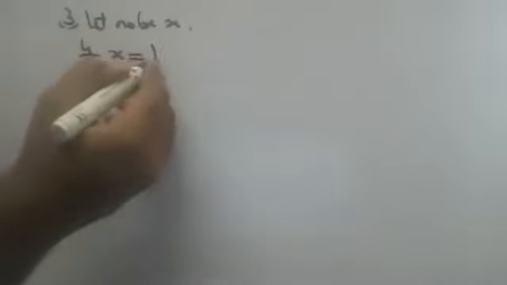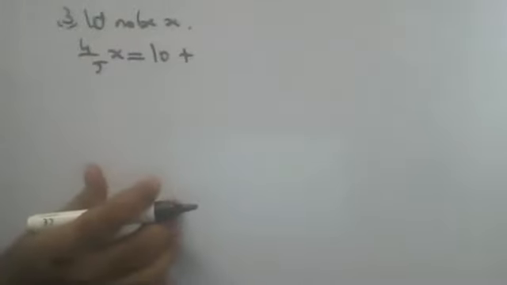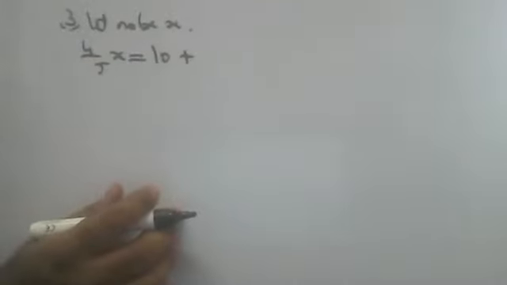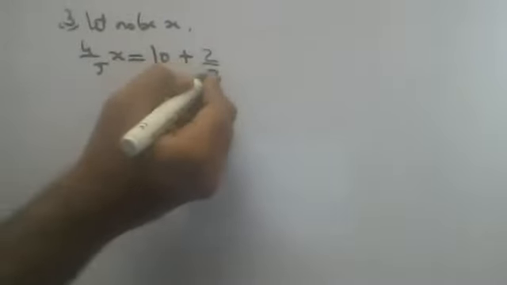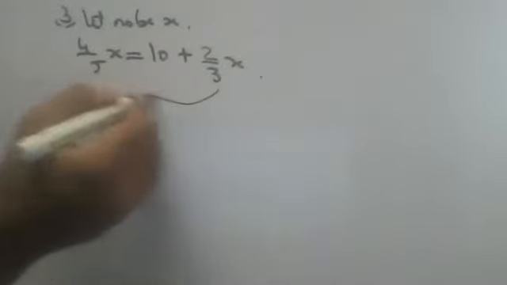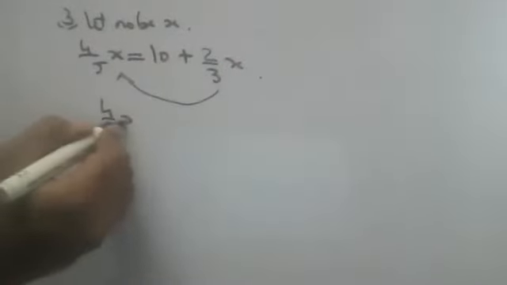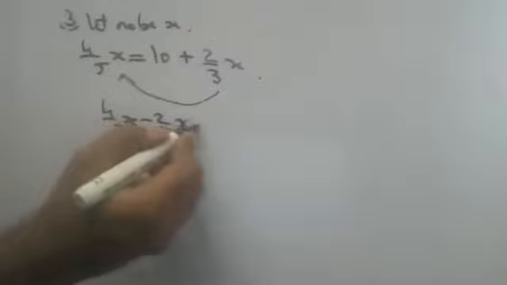Third one, he's saying that 4/5 of a number, let the number be x. 4/5 of a number means 4 by 5 of x is 10 more than 2/3 of a number. 10 more means plus, children. More means plus. Times means into. 2/3 of a number means 2 by 3 of x. Bring all the x's onto one side. 4 by 5x minus 2 by 3x is equal to 10.